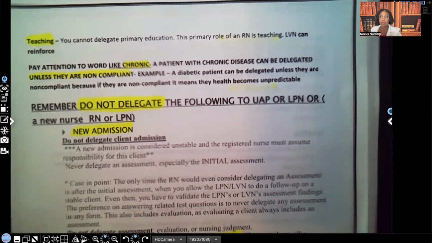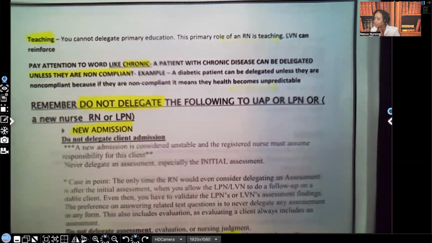According to NCLEX, according to ATI, according to HESI, according to your nursing exams, according to your textbooks, you have to give the LPN the most stable patient. When it comes to in-depth assessments and in-depth teaching, the RN is responsible for it. If I told you anything different, I would be setting you up for failure. All right, let's keep going.